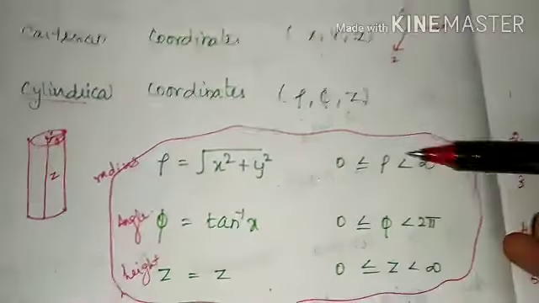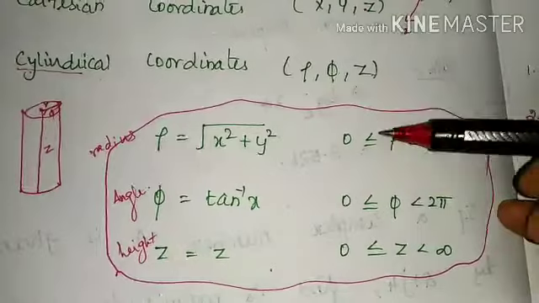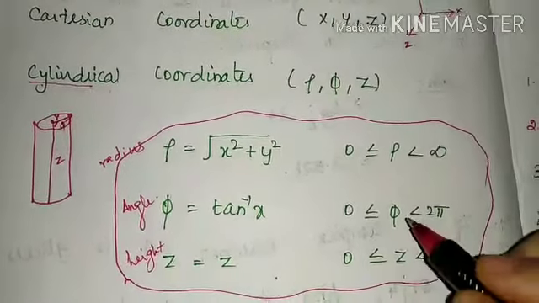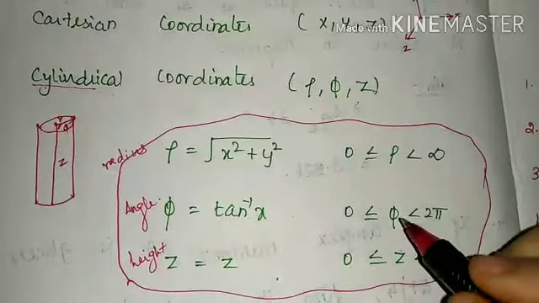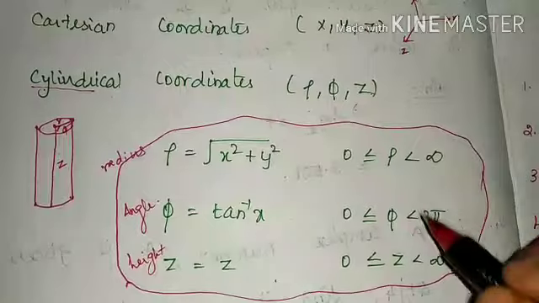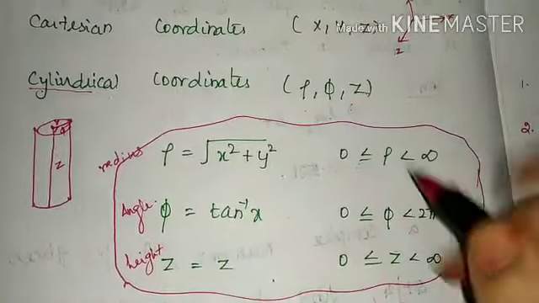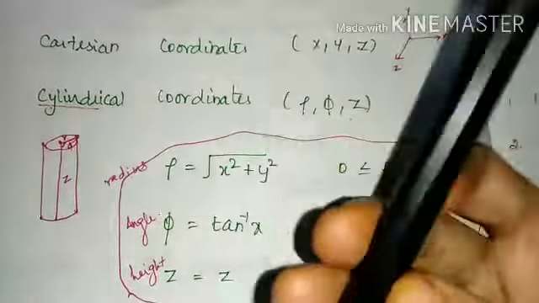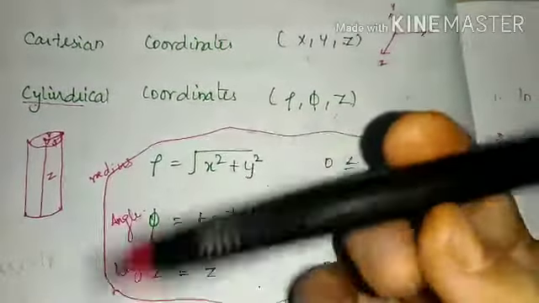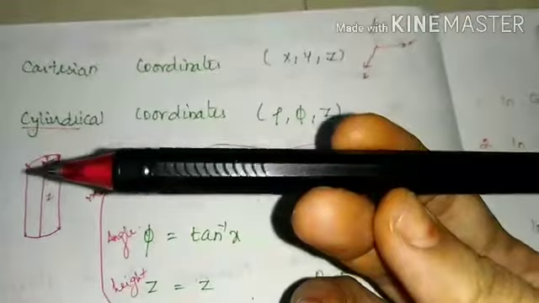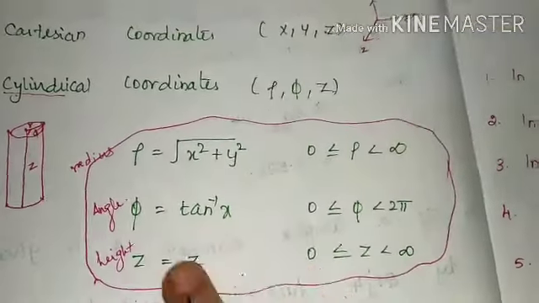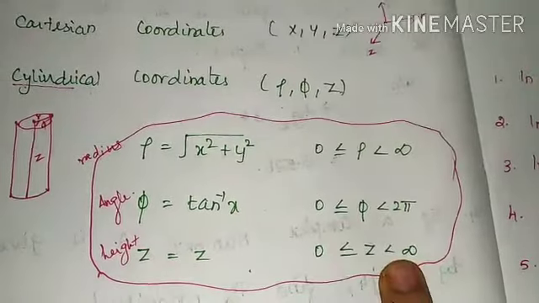Remember, these ranges are all important. Generally the radius of cylinder varies between 0 to infinity. The angle, that is the horizontal angle, varies between 0 to 2 pi. Why do we say 0 to 2 pi? Do you understand? It varies up to 360 degrees. So when there is an angle rotation in the horizontal direction, it varies between 0 to 360. Right? Then z, this height, varies from 0 to infinity.